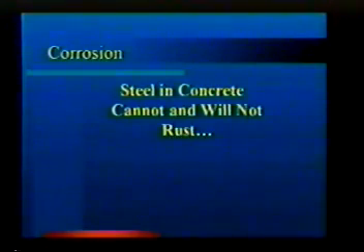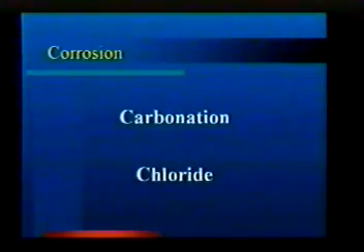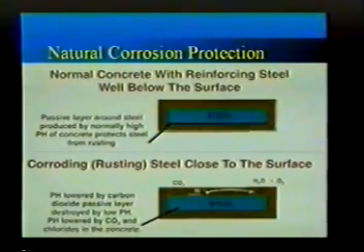All right, now let's talk about corrosion. I'm going to slow down just a brief amount on corrosion because it's key to everything that we do. I'm going to start with this premise: steel and concrete cannot and will not rust, almost ever, unless one of two things happen. Carbonation and chloride. If one or both happen, we're almost certainly going to have corrosion. If neither one happens, most likely you're not going to have corrosion.